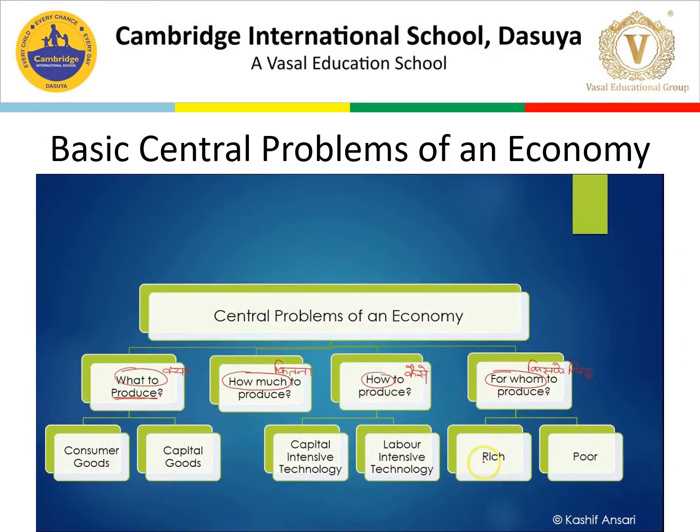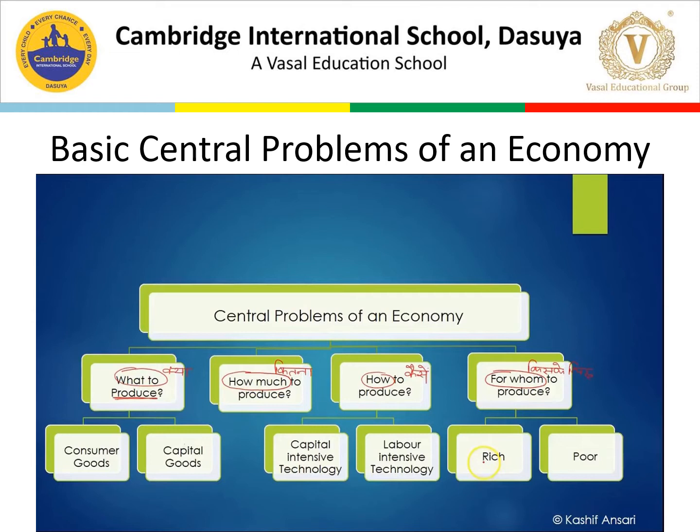So let's see central problems of an economy. The first problem is what to produce. हमें क्या produce करना है, हमें क्या बनाना है, ठीक है. So this is the first problem. Next is how much to produce. If I want to produce something, तो कितना produce करना है, कितना चाहिए. I have to produce for my family or I have to produce for many people. So it is up to you.